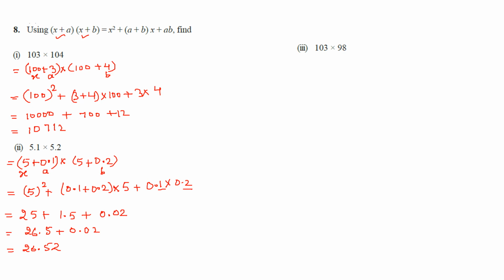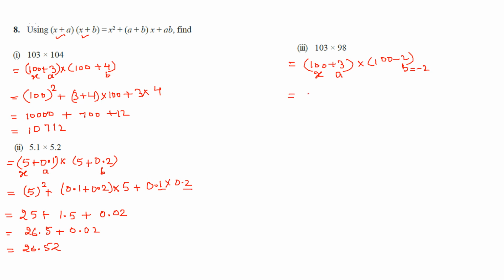Third one, 103 × 98. Now 103 is near to 100, and 98 is also near to 100. So I can write it as 100 + 3, which is 103, and 100 − 2. So your x is 100, a is 3 and b is −2 here. Okay, so you have to be very careful. Here b is −2.